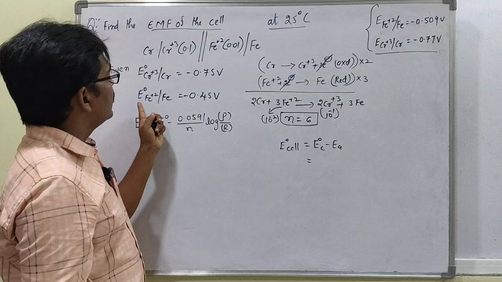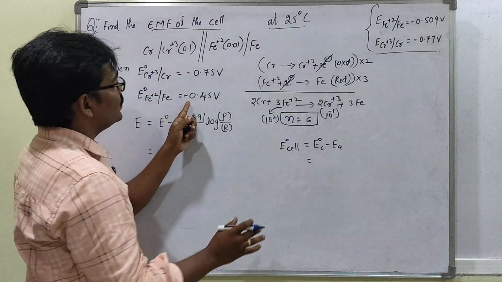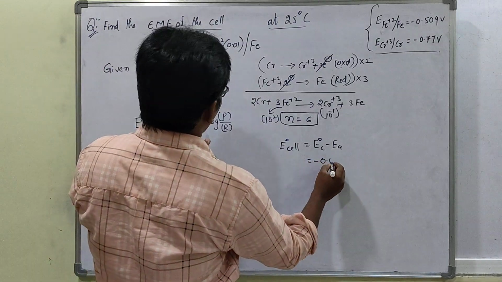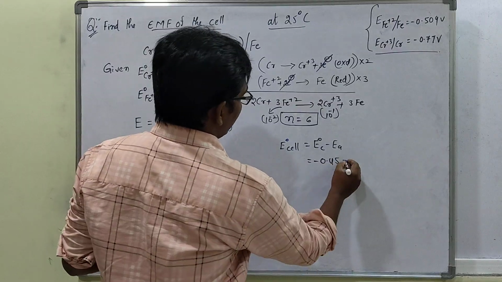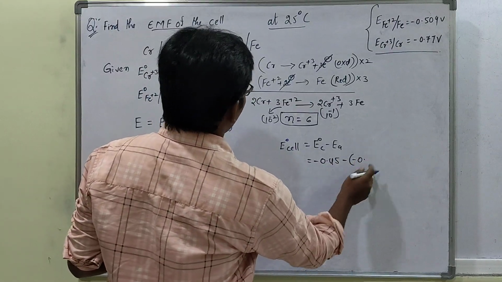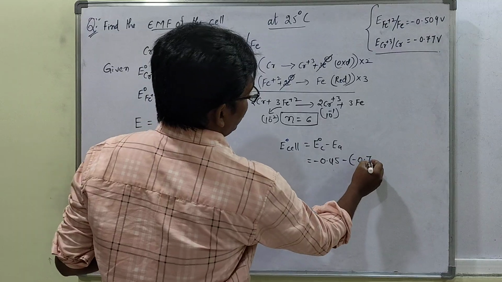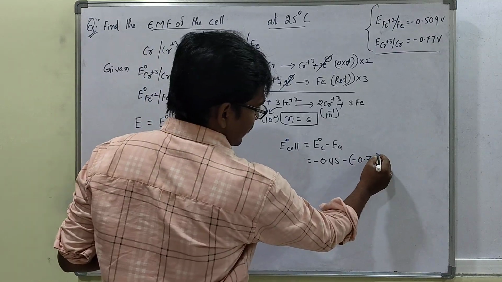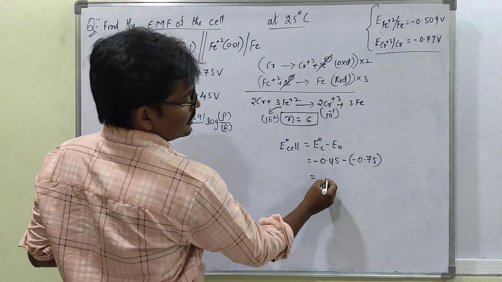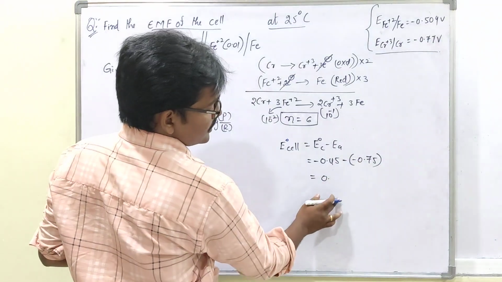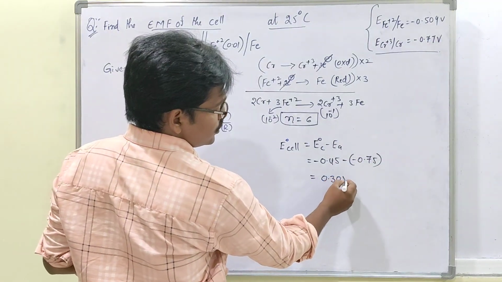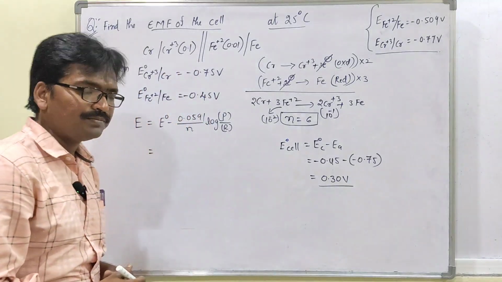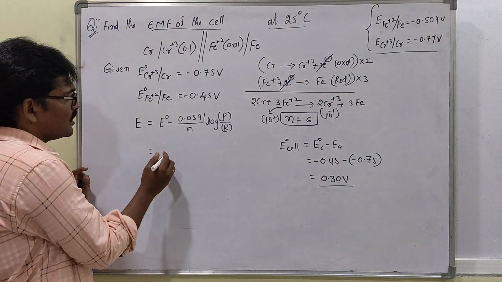So what standard reduction potential value did he give us for iron? -0.45. Then minus of the anode value. What did he give for the anode? -0.75. Then minus of minus, you get plus 0.30 volts. This is the E0 cell value.